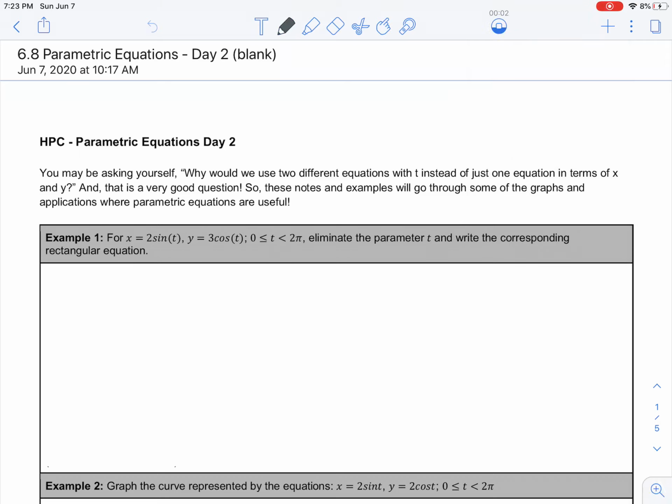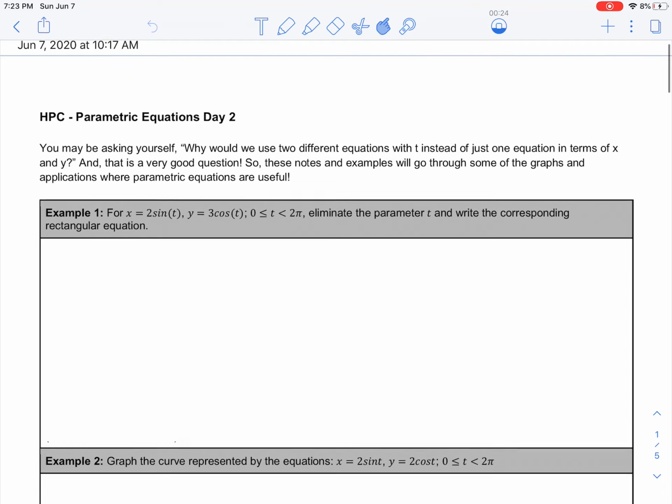So this video is our second day of parametric equations. And this is going to give you a better idea of why we might use these equations or when we might use these equations. It's going to give you a little bit more insights to the graphs of some of these parametric equations, as well as some applications that can be pretty helpful.